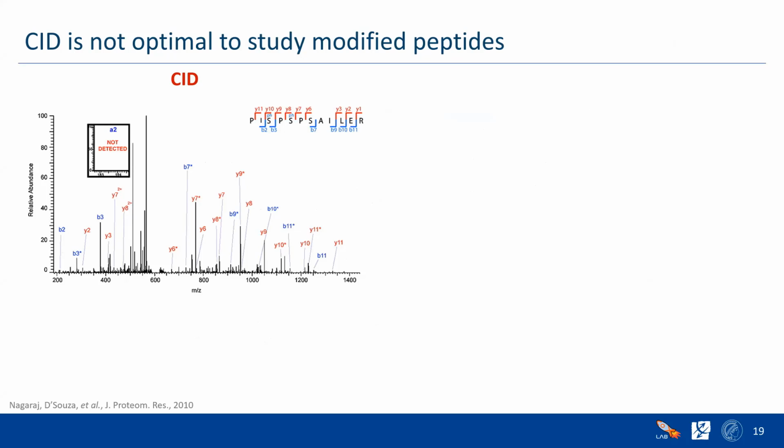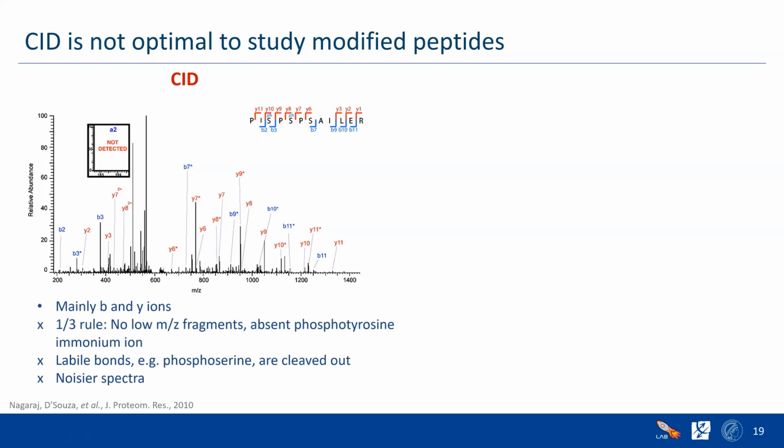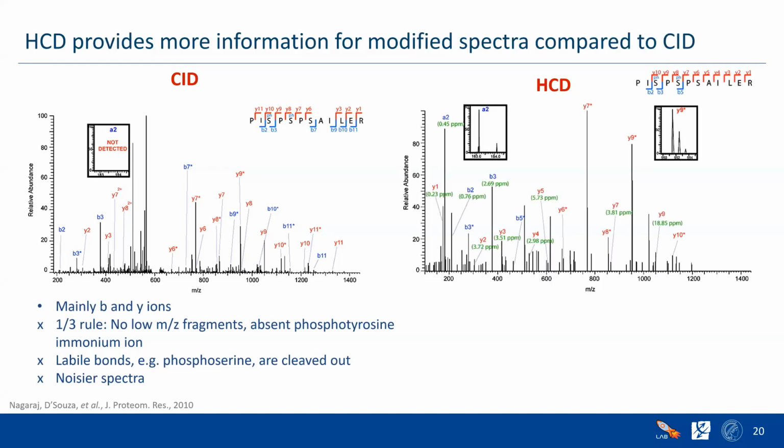In this example, we see the CID fragmentation spectrum from this peptide. This peptide has 12 residues, and it has 2 phosphorylated serine sites. This spectrum mainly gives us B and Y ions, but CID doesn't give us the low m/z fragments. This is also known as the one-third rule. If our peptide also contains tyrosine, we would have a diagnostic peak, but in CID we don't have such a diagnostic peak, so we are losing that information. More importantly, the labile bonds to which modifications are attached are actually cut. And because of all these different fragmentations and neutral losses, we have noisier spectra compared to HCD.